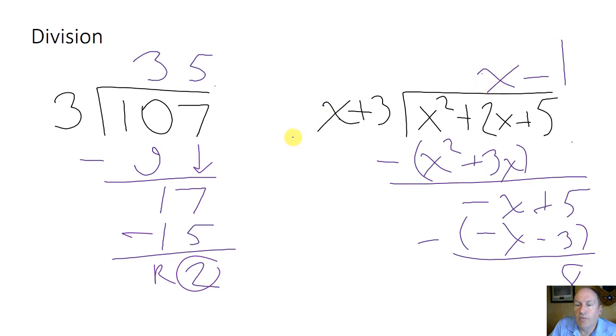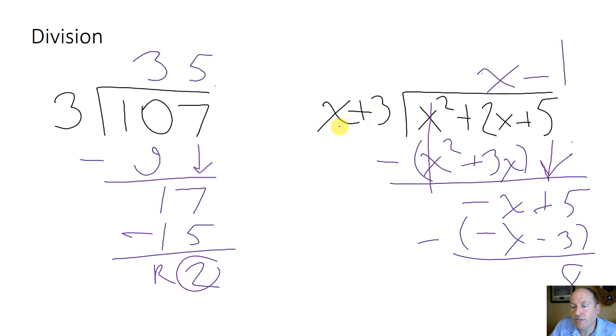So now that we know that, we multiply out x plus 3 times x. Using the distributive property, that's x times x, x squared, and 3 times x, which is 3x. So we're going to subtract the entirety of x squared plus 3x, just like we subtracted 9 over here. When we do that, the x squareds cancel out, and we're left with 2x minus 3x, or negative x. We bring down the 5, just like we brought down the 7 over here. So we get x plus 3 divided by negative x plus 5.